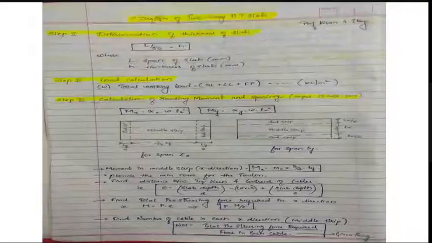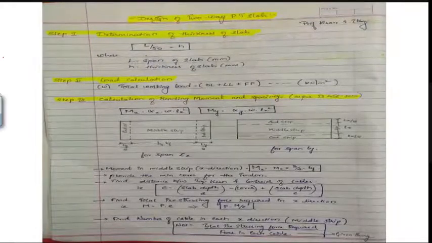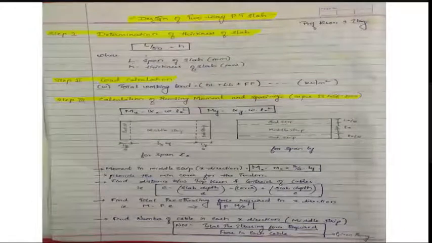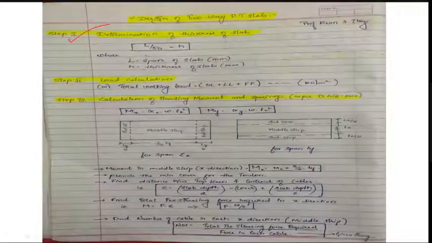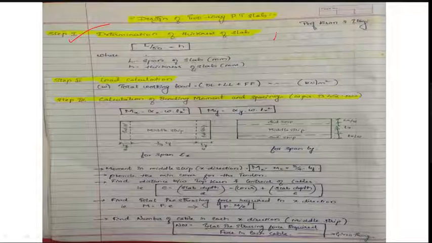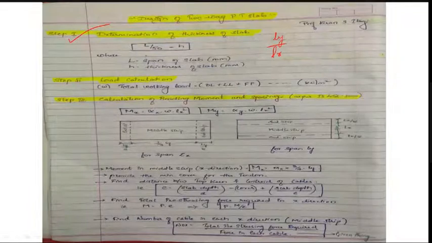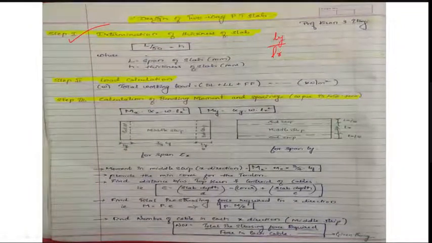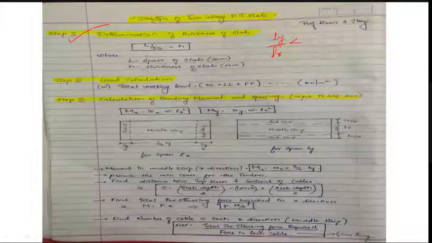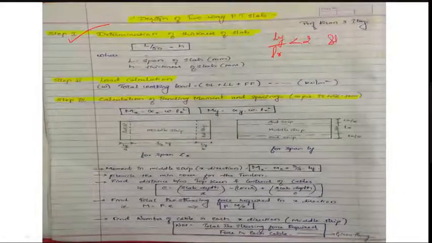So here are some steps while designing the two-way PT slabs. The first step will be to determine whether it is a one-way slab or two-way slab. Check Ly by Lx. Ly will be the longer length of the slab, Lx will be the shorter length. If you get the ratio lesser than 2, then it is a two-way slab.